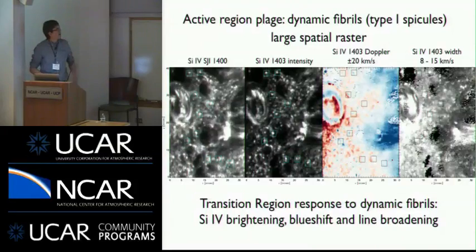This is another illustration where we combine the silicon 4 slit data in a large raster and compare them with the grains that we see in the line core intensity. So there is a nice match between the grains at the intensity of the line core, and for many of them you see that this is a region with a blue shift and also a broadening of the line.